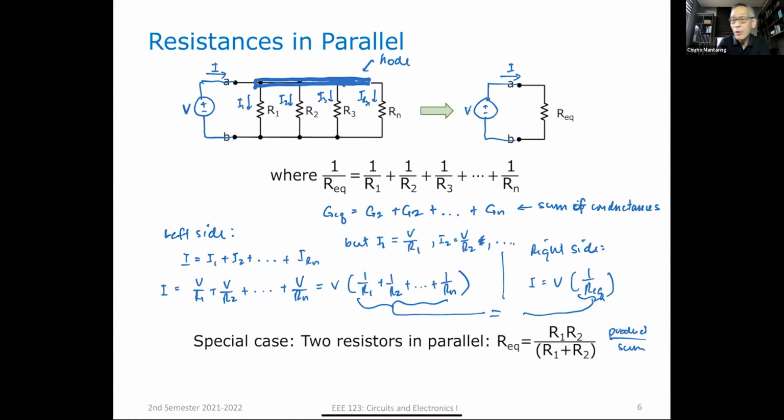What will happen if I have a resistor and I short it? No? What is the equivalent resistance? What is REQ? Anyone? If I connect a short across a resistor, what is the equivalent resistance?